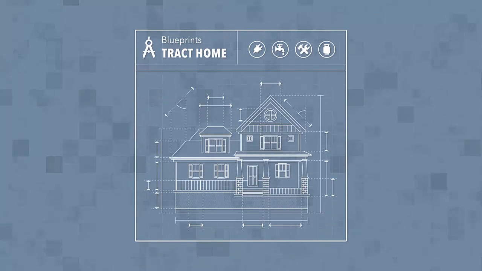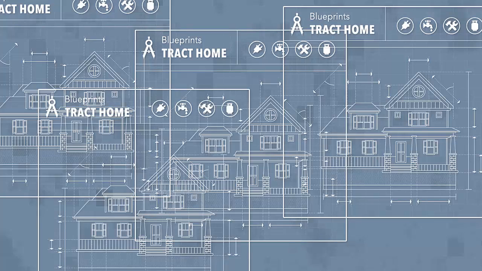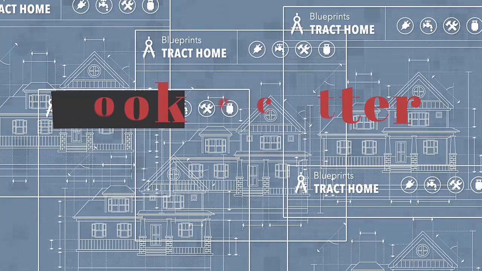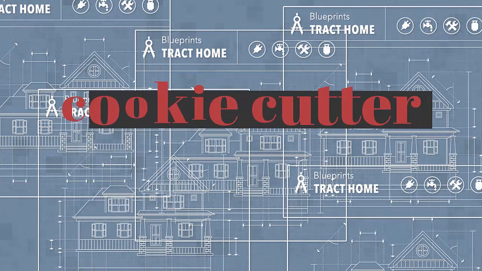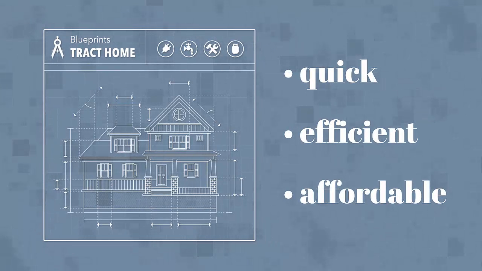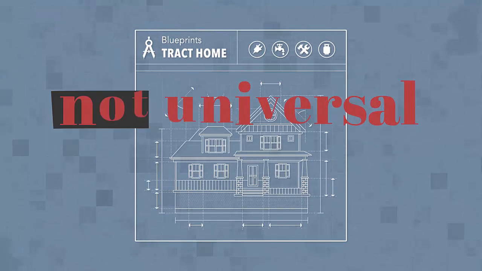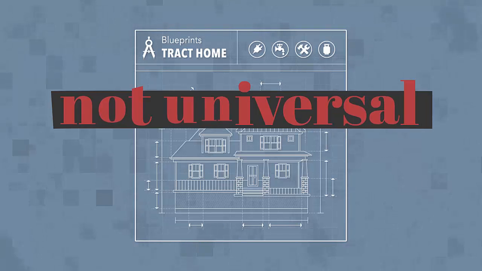A large portion of houses built in the US are considered tract homes, or houses made from mass-produced plans. You may have heard their more common nickname, cookie-cutter houses. These houses can be built quickly, efficiently, and affordably, which is why they're so attractive both to home buyers and builders alike. One flaw in many of these designs that are so common, however, is their lack of universal design.